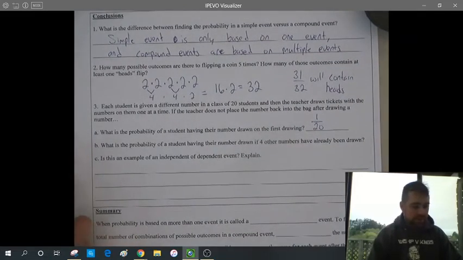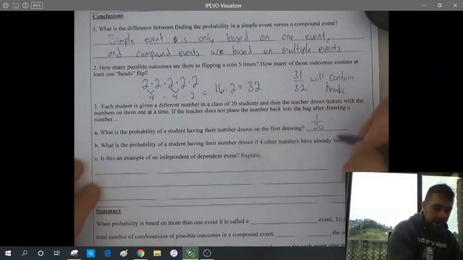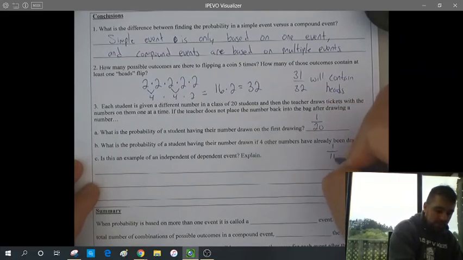B is what is the probability of a student having their number drawn if 4 other numbers have already been drawn. Well, if 4 other numbers have already been drawn, that means we could take away 20, 19, 18, 17, and so that means numbers 1 through 16 would still be in there. So now your chance is 1 out of 16.